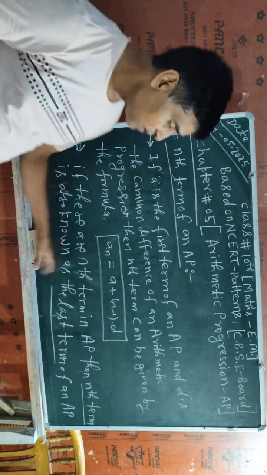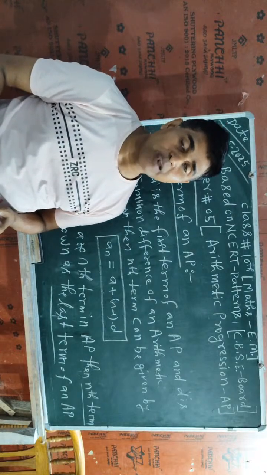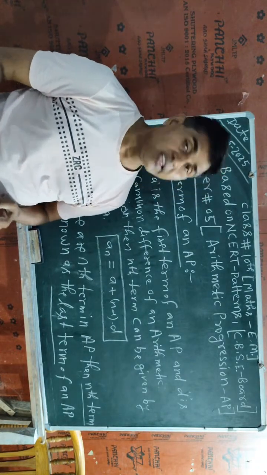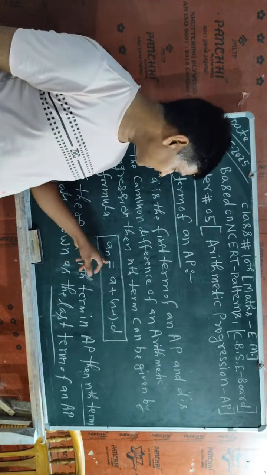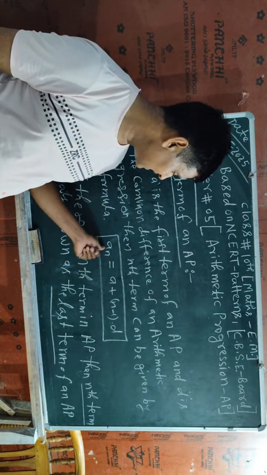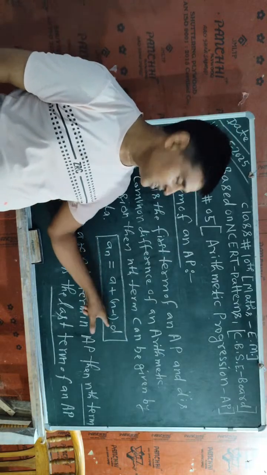So this information I will explain with the help of a numerical, so you will know very well, because here the nth term is given, and that nth term is given by the formula an is equal to a plus (n minus 1) into d.